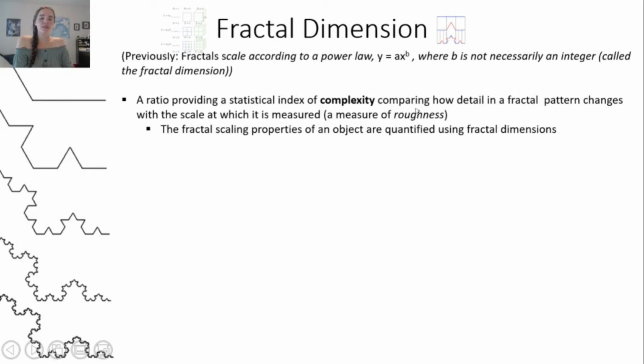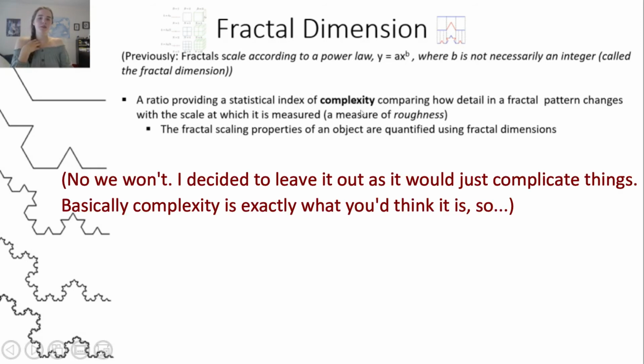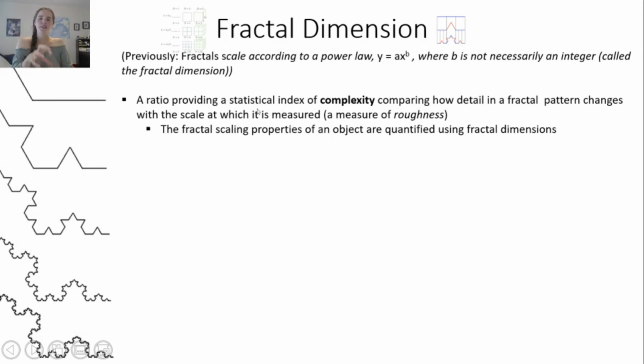So it's a measure of the roughness, and I mentioned this in part 2 as well: the roughness of fractals is the reason that they're non-differentiable, and that when you zoom into them, you get more and more and more detail. So we will go over more of an understanding of what complexity is, but this is what the fractal dimension is describing. It's how much of a fractal it is. It's a statistical index of complexity, comparing how detail in a fractal pattern changes with the scale at which it is measured. So we've gone over most of this already.